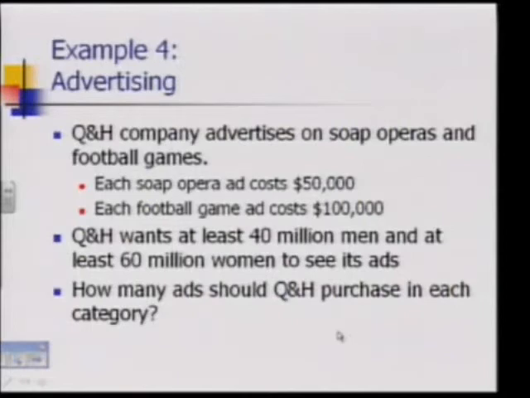Okay, and let's say there's a company running advertisements on soap operas or football games. Let's say each soap opera ad may cost about $50,000, and each football game ad maybe $100,000. These are the comparison of the cost of advertisement.